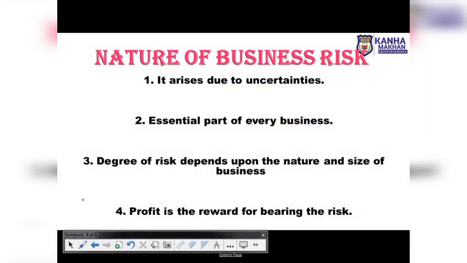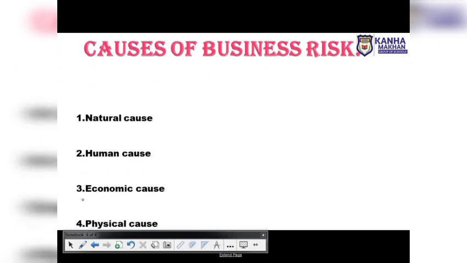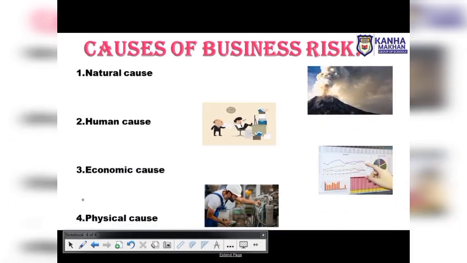Let's move on to the next topic, causes of business risk. Causes means what are the reasons for this risk. If we are studying about risk, obviously these risks arise due to some causes, some reasons. So here we will discuss the reasons. What are the reasons?